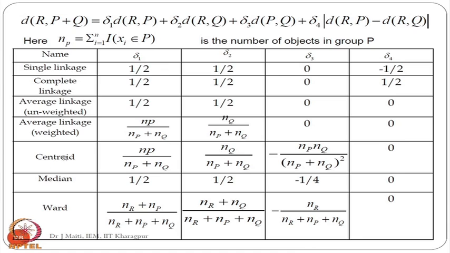And similarly, if you want to use centroid linkage, this NP by NP plus NQ, this one is N subscript P. Then NQ by NP plus NQ, like NPQ, these are the values for different linkages. Similarly, Ward linkage you can find out. If anyone is interested to develop a program for it, then this is a very good formula, and just by changing the delta and all these values, you will be able to get the clusters using all the joining algorithms for hierarchical clustering.